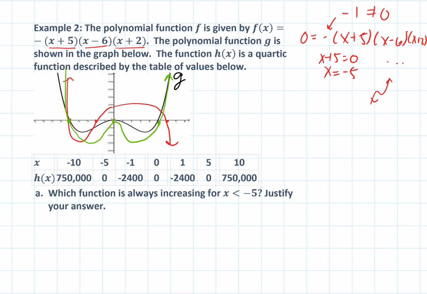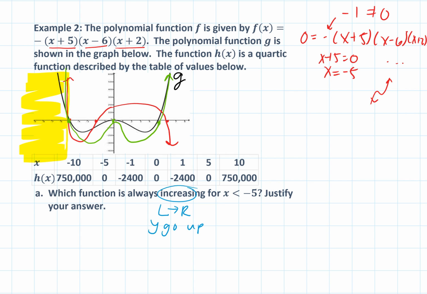Now it'll be easier to answer. Which function is always increasing for x is less than -5? This is going to be a little bit goofy because we're going to trace backwards and forwards. X is less than -5 is this region of the graph over here, but increasing, we're reading left to right and looking for the y values to go up.